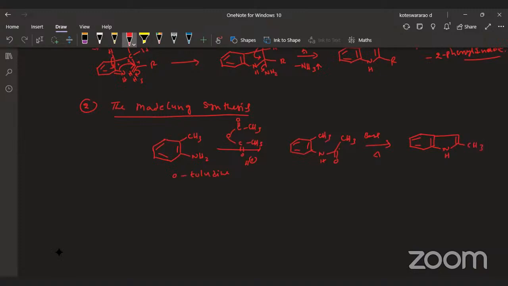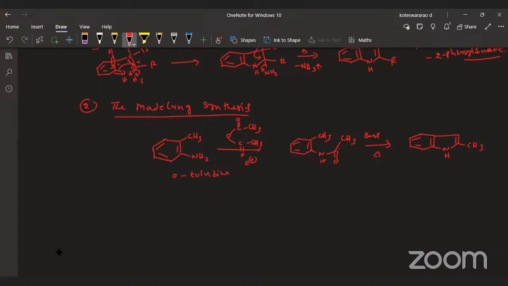It's a very simple reaction. It is a benzylic position. This benzylic position easily undergoes nucleophilic substitution reaction on the carbonyl compound. Then it initiates the reaction. Right. Next, the third synthesis.